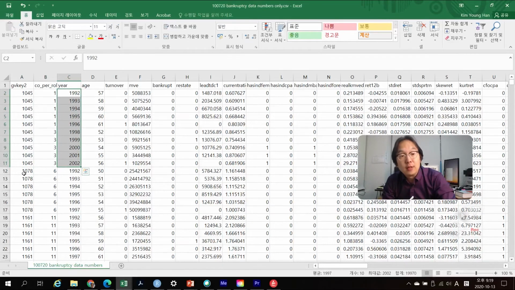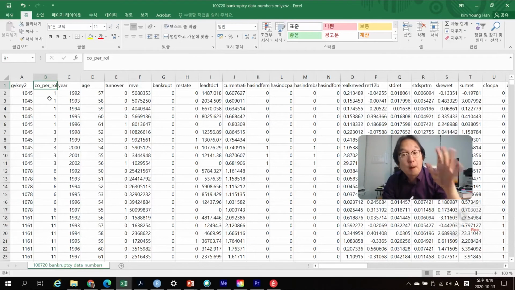Okay, fine. The next company, each fiscal year, right? You see this guy is coming up. And then the Co per roll, what is that? That is the identification number for each match of company and CEO. For example, this company, I don't know the name of this company, goes until 2002, but the CEO changed. One CEO, the first guy, remained until most of the part of 1996, and it switched to the next CEO in the subsequent year.